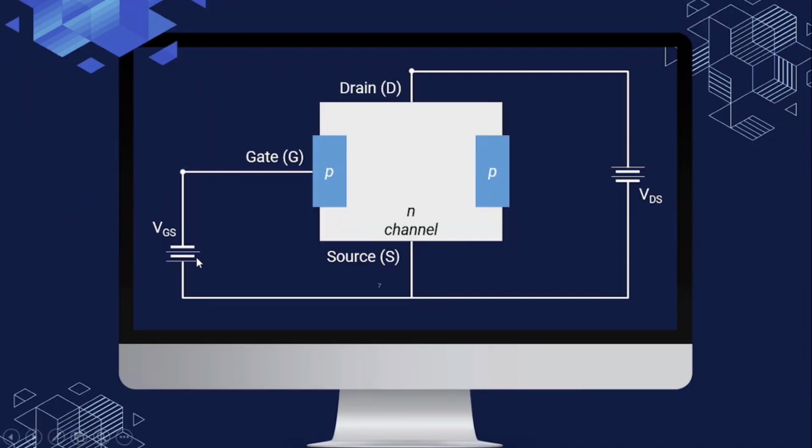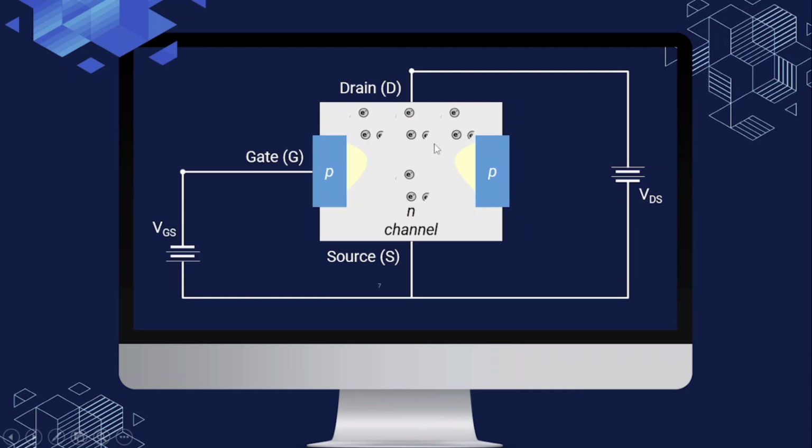Let's see the working. A negative voltage is applied to the gate, making the gate-source junction reverse biased, because the gate is P type and the positive is connected to the negative, so it is reverse biased. Similarly, a positive voltage is applied to the drain relative to the source. This causes electrons to flow from source to drain, resulting in drain current.